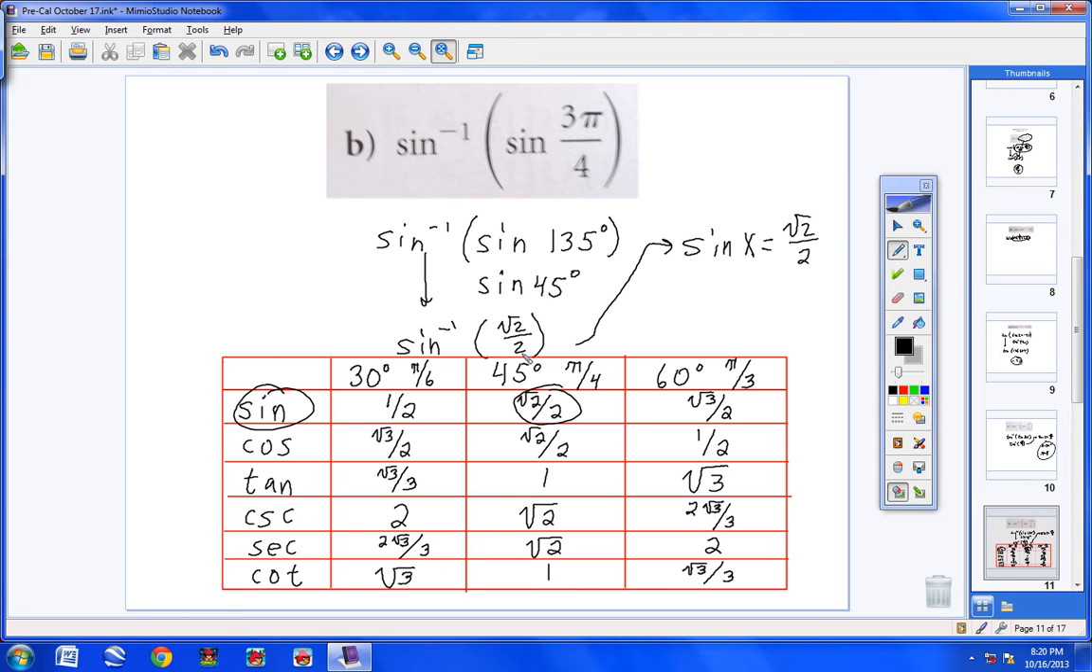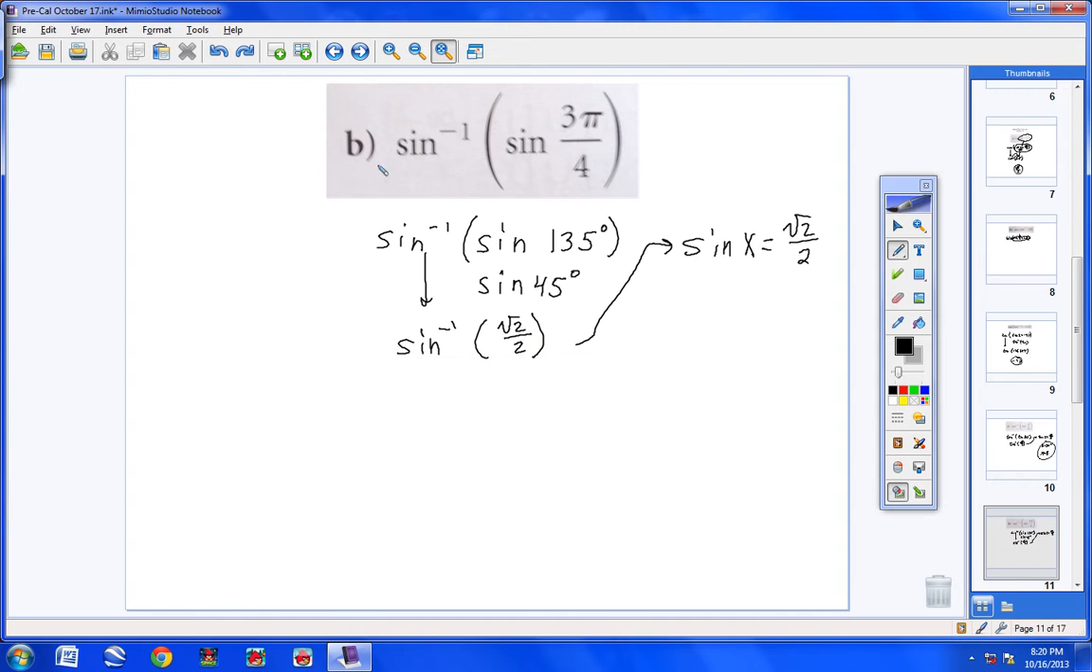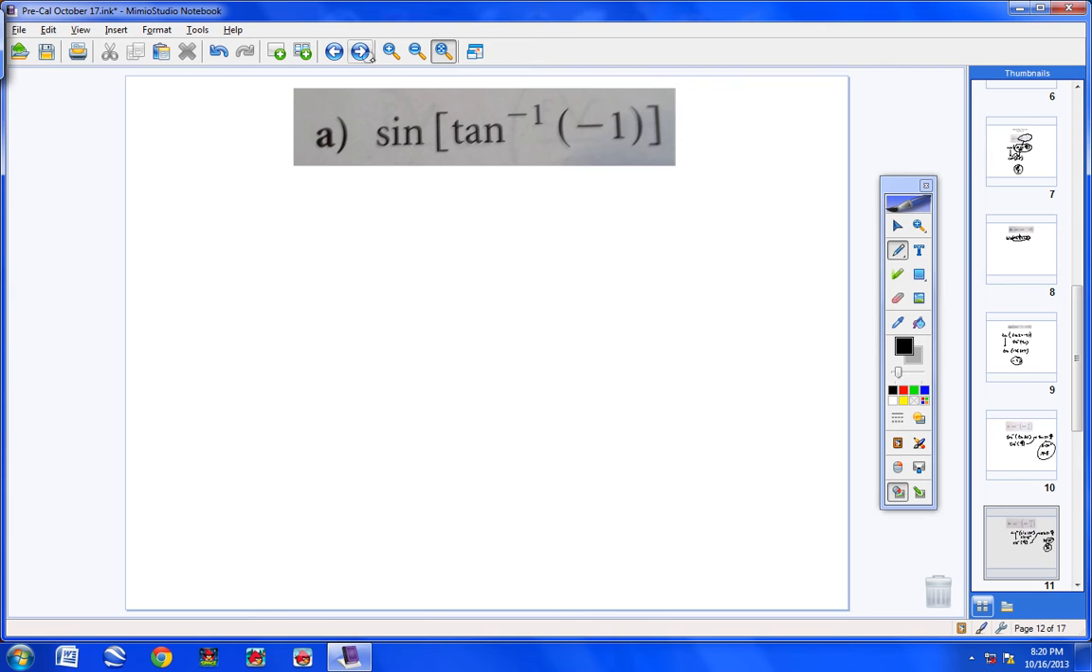So here it is, 45 degrees. So what angle, when I take the sine of it, gives me square root of 2 over 2? 45 degrees. So x equals 45 degrees is my answer, or you're welcome to put pi over 4, which is the same thing as 45 degrees. Either way. All right, let's keep working. All right, here's the next one.